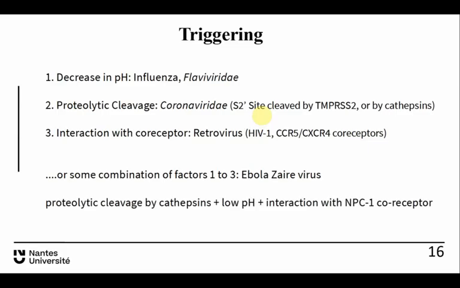Ebola Zaire virus, first, after attachment to its receptor, will be endocytosed. Then for triggering of the fusion domain, it requires low pH and proteolytic cleavage, and then an interaction with the co-receptor, which is endosomal. So you require all these three things occurring one after the other.